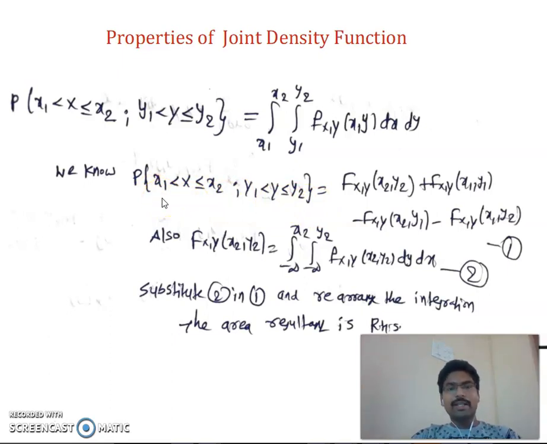Probability of x1 less than x less than or equal to x2, y1 less than y less than or equal to y2 is equal to Fx,y of x2, y2 plus Fx,y of x1, y1 minus Fx,y of x2, y1 minus Fx,y of x1, y2. This is a property, you know this one. And also you know this one, Fx,y of x2, y2 is equal to the integral from minus infinity to x2, minus infinity to y2 of fx,y of x, y dy dx. By using these two properties, I am writing the first one as like this.